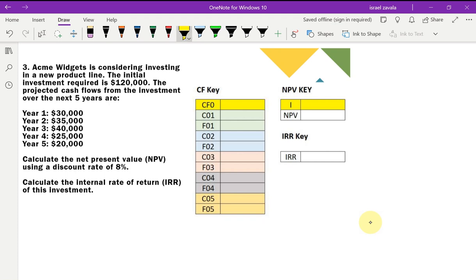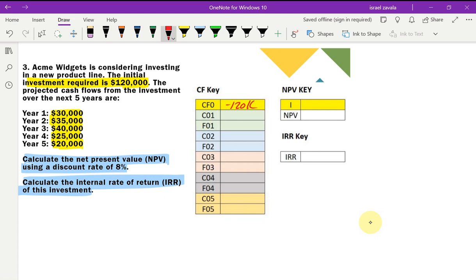Okay, Acme Widgets is considering investing in a new product line. The initial investment requires $120,000. The projected cash flows from the investments over the next 5 years are $30,000 in year 1, 35, 40, 25, and 20. So here comes a question. Calculate the net present value using a discount rate of 8% and calculate the internal rate of return of this investment. So we're going to put our initial investment here, negative $120,000, and I'll give you guys a chance to fill that out. I won't do it again.